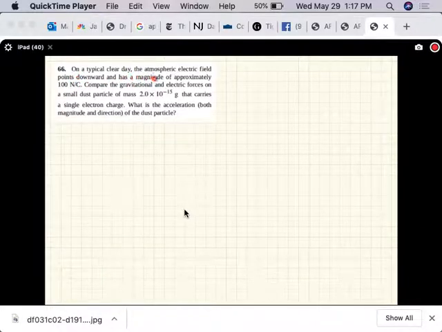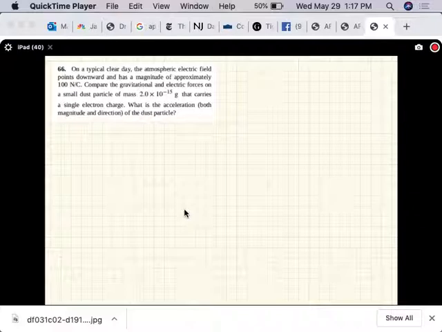So on a typical clear day, the atmospheric electric field points downward and has a magnitude of approximately 100 Newton per Coulomb. Compare the gravitational and electric force on a small dust particle of mass 2 times 10 to the minus 15 grams that carries a single electron charge. What is the acceleration of the dust particle?